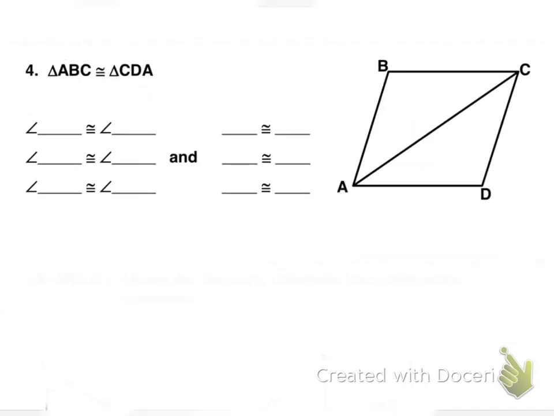That's the tricky part. Okay, we've got triangle ABC is congruent to triangle CDA. Now, we can do it by name, or we could do it probably, in this case, by alternate interior angles. But we don't know for a fact, maybe, that they're parallel. So let's match up. A is congruent to C. B is congruent to D.